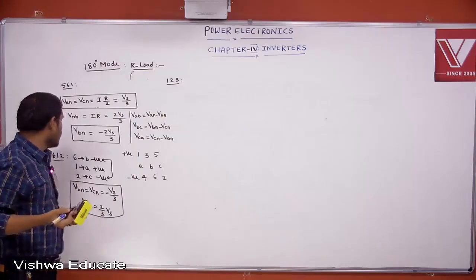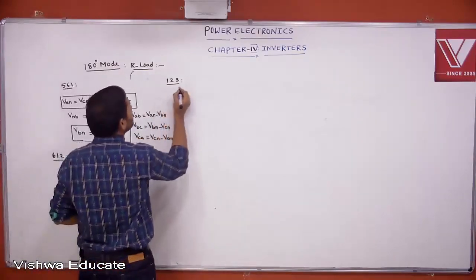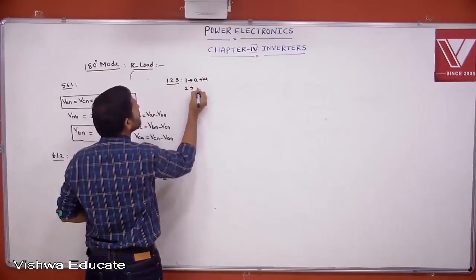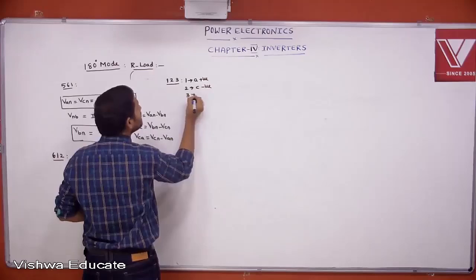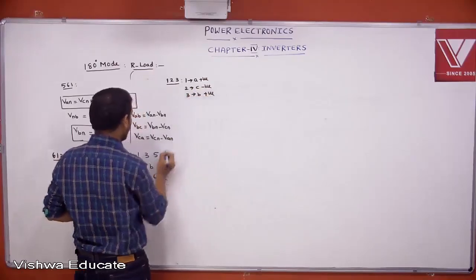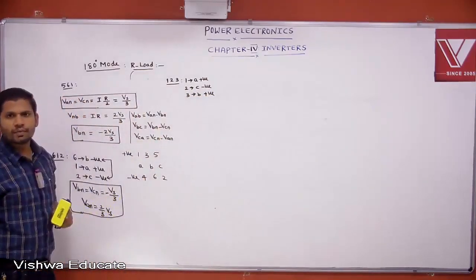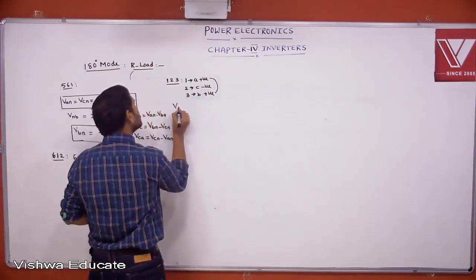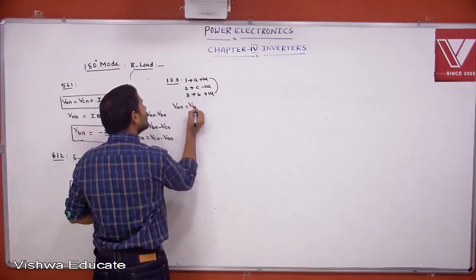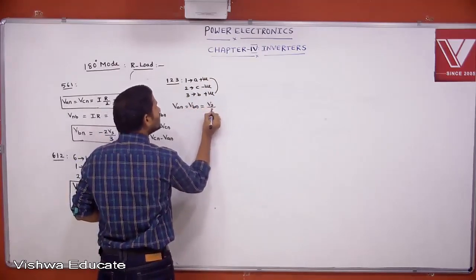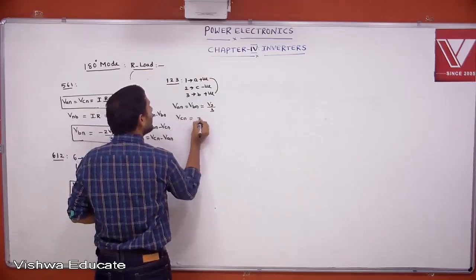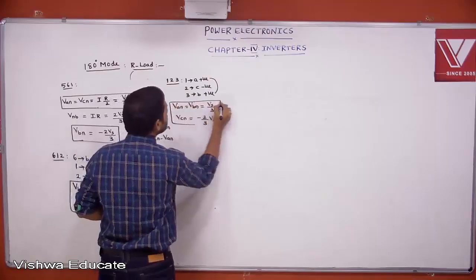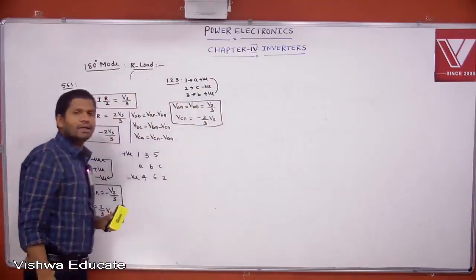123 is conducting means, 1 means which phase? A phase, positive. 2 means which phase? C phase, negative. 3 means which phase? B phase, positive. That you know. From this I am writing. Now A phase and B phase are connected to the same plate. If A and B are connected to the same plate, VAN equal to VBN equal to Vs by 3. Now what is VCN equal to? Minus 2 by 3 Vs. If only one phase is connected, 2 by 3 Vs. If it is connected to negative plate, minus. If it is connected to positive plate, plus.